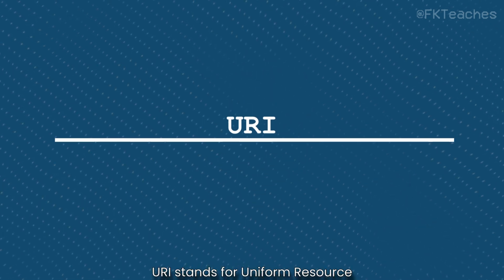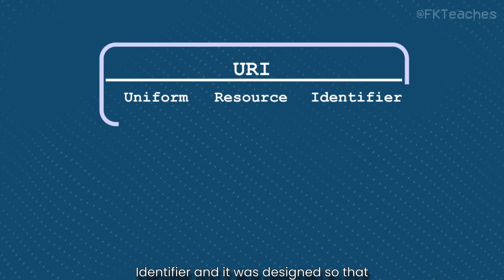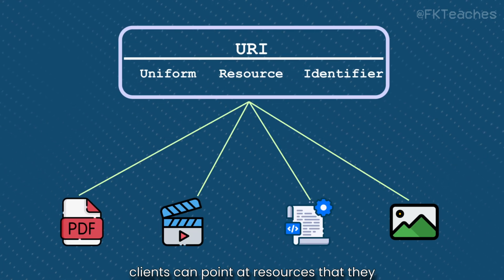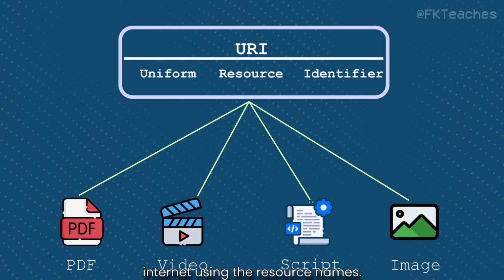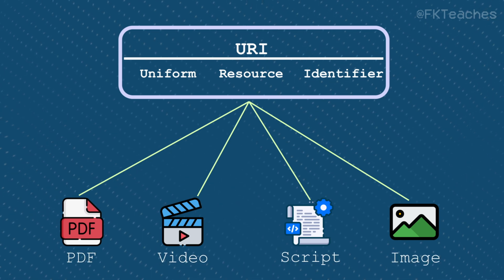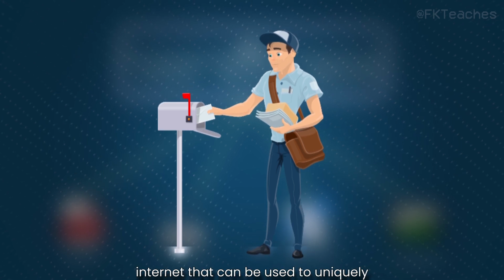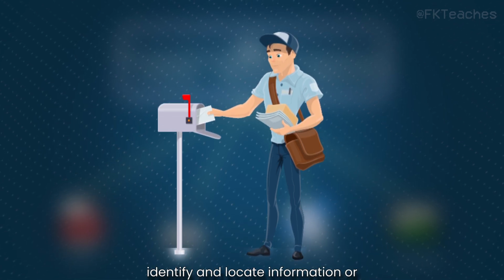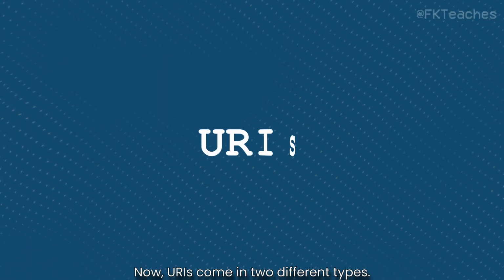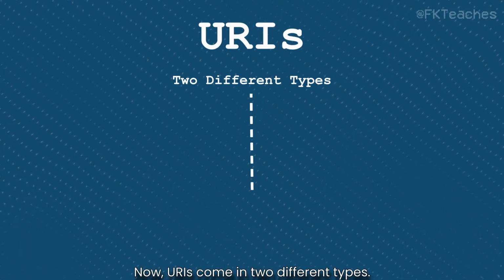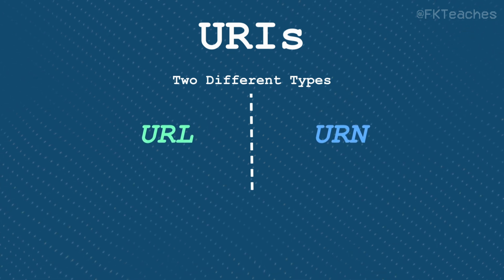URI stands for Uniform Resource Identifier, and it was designed so that clients can point at resources that they are interested in on the internet using the resource names. More like postal addresses of the internet that can be used to uniquely identify and locate information or resources on the web. Now, URIs come in two different types: the URL and the URN.